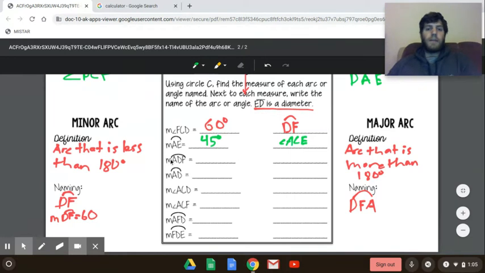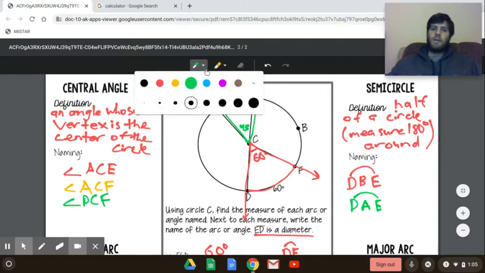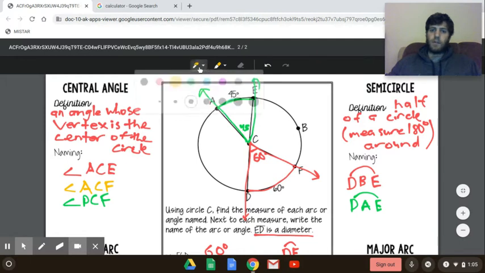The measure of arc ADF. So at this point, what we want to do is try and fill in our whole circle here. The number one thing you want to look for are semicircles. Here we have a semicircle from D to E. So we know the measure of a semicircle is going to be 180 degrees. So if we do 180 minus 60, because this is a semicircle, we're going to get 120.